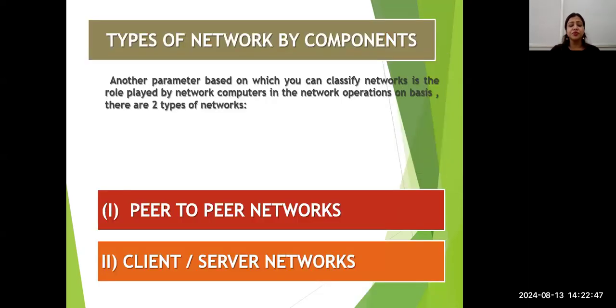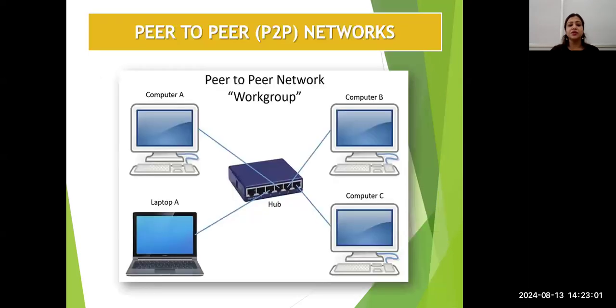There are types of network by components. Another parameter based on which we can classify networks is the role played by the computer in network operation. On this basis there are two types of network: peer-to-peer networks and client-server networks. We can see in the diagram a peer-to-peer network workgroup. A few computers are connected to the hub, and one laptop is connected to the hub as well.